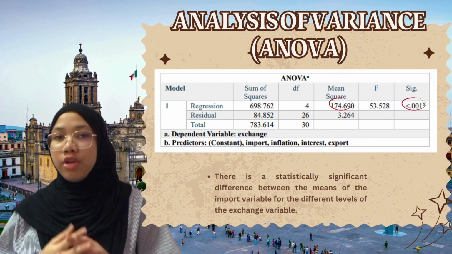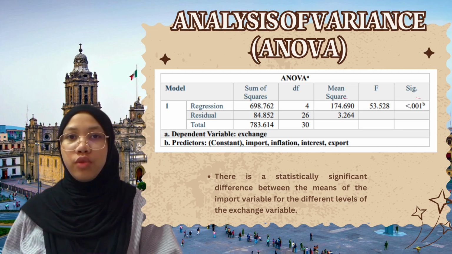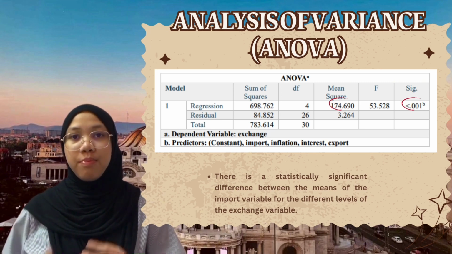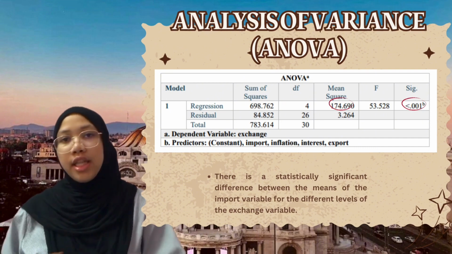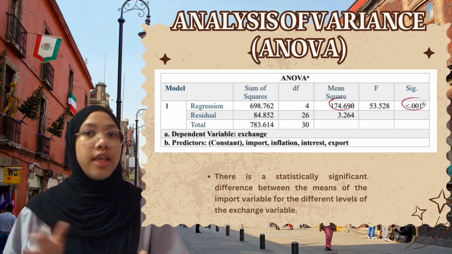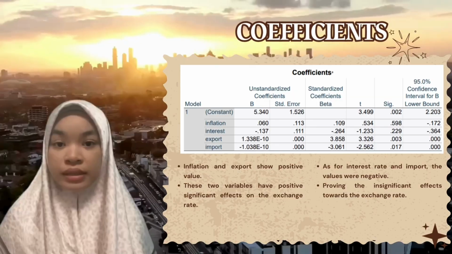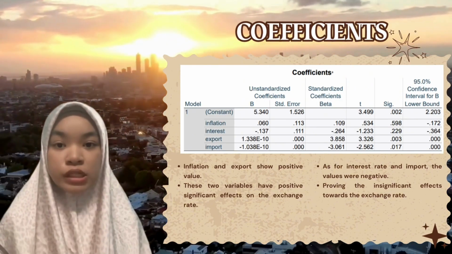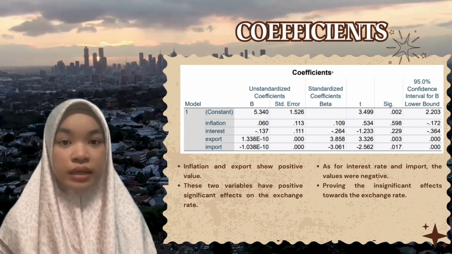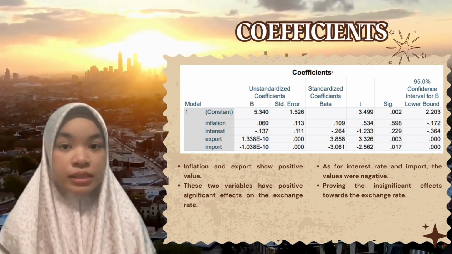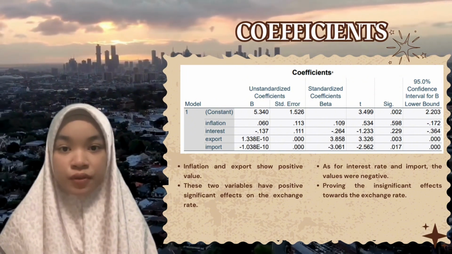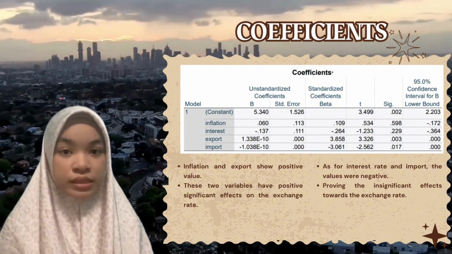The analysis of variance table shows that there is a statistically significant difference between the means, for the different levels of the exchange variable. This is indicated by the p-value, which is less than 0.001. The F statistic is also very large, at 53.528, which further supports the conclusion that there is a significant difference between the means. Next is the coefficients. According to the statistics, the inflation and the exports of Mexico show a positive value, which means that these two variables have positive significant effects on the exchange rate in Mexico. Therefore, we reject the null hypothesis and accept the alternative hypothesis. However, as for the interest and the imports of Mexico, the values were negative, proving the insignificant effects toward the exchange rate of Mexico. Hence, the null hypothesis is accepted.